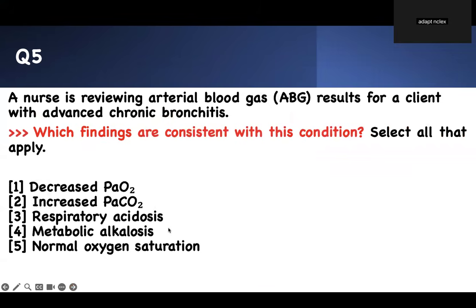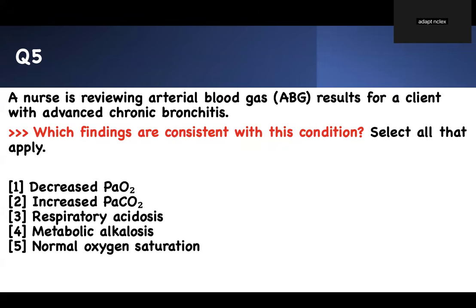Which findings are consistent with this condition? Select apply. And this is reviewing ABG results for a client who has advanced chronic bronchitis. What should you expect in a COPD patient who has chronic bronchitis? You know about their oxygenation. Is it decreased? Is the CO2 increased? Do they have respiratory acidosis or metabolic alkalosis or normal oxygen saturation? What do you think?